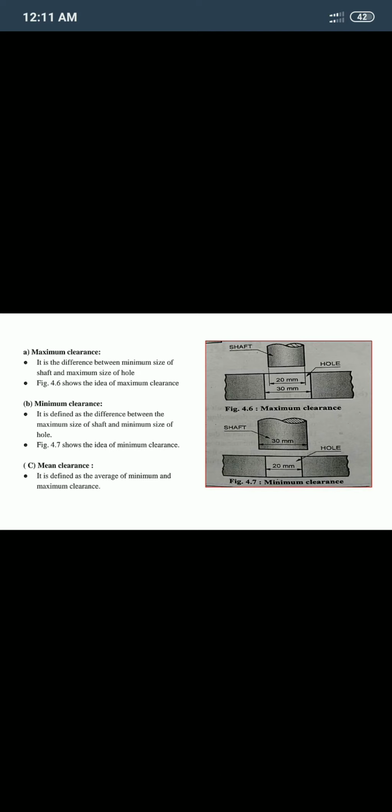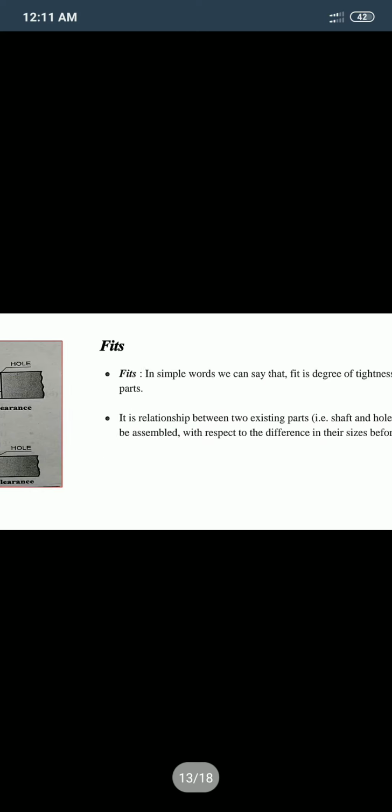The maximum clearance is the difference between the minimum size of the shaft and the maximum size of the hole. The figure shows the shaft diameter is less than the hole diameter. Then the second is the minimum clearance. It is the difference between the maximum size of the shaft and the minimum size of the hole. The figure shows the minimum clearance, and mean clearance is defined as the average of minimum and maximum clearance.